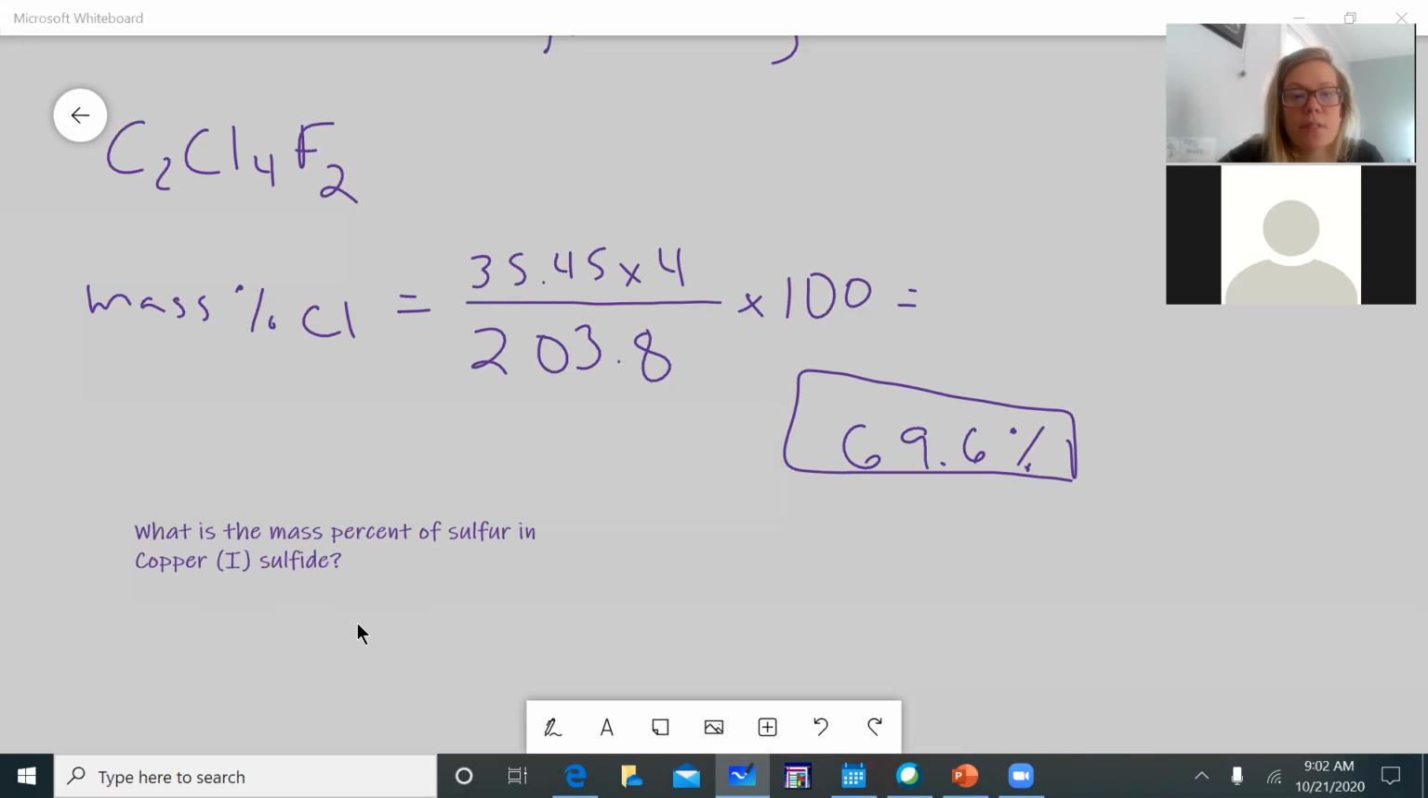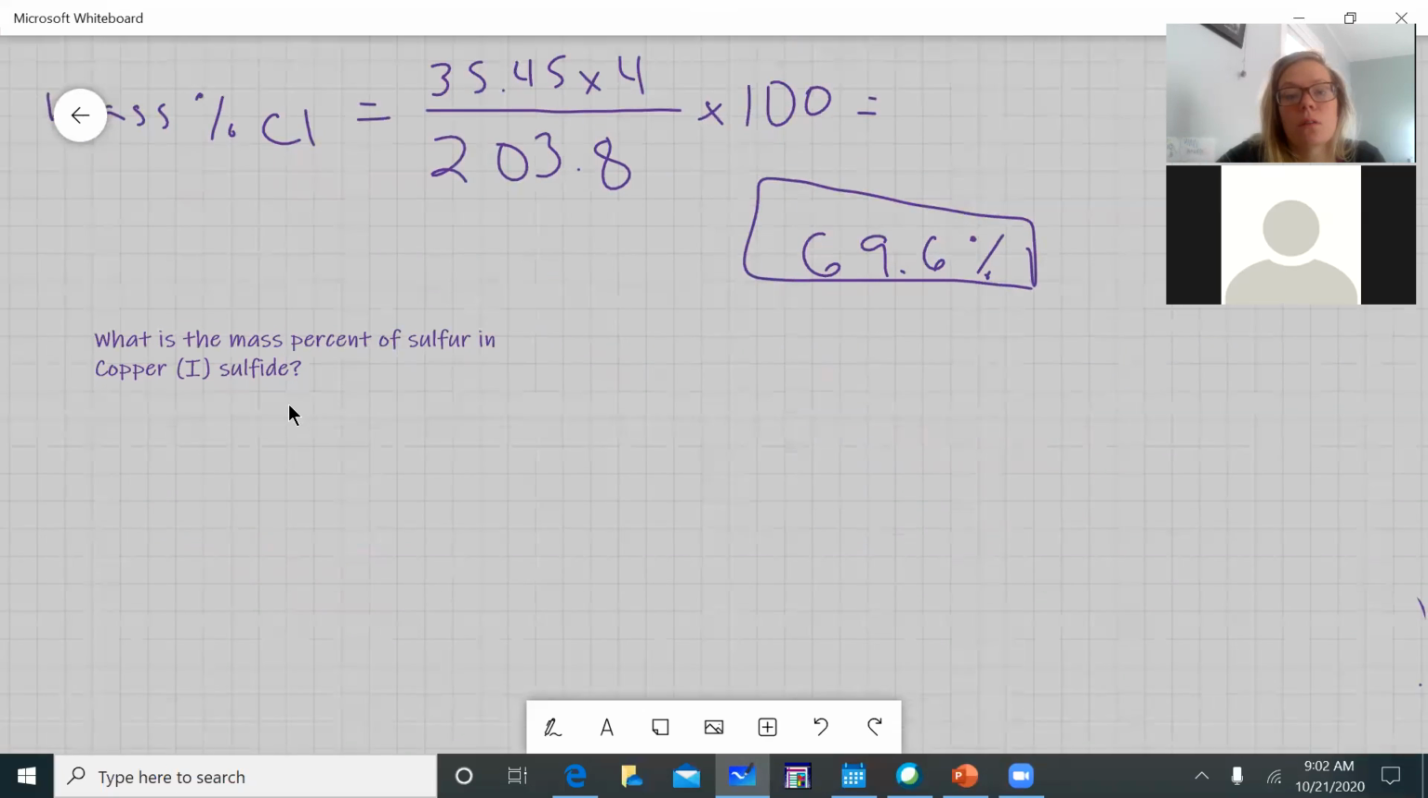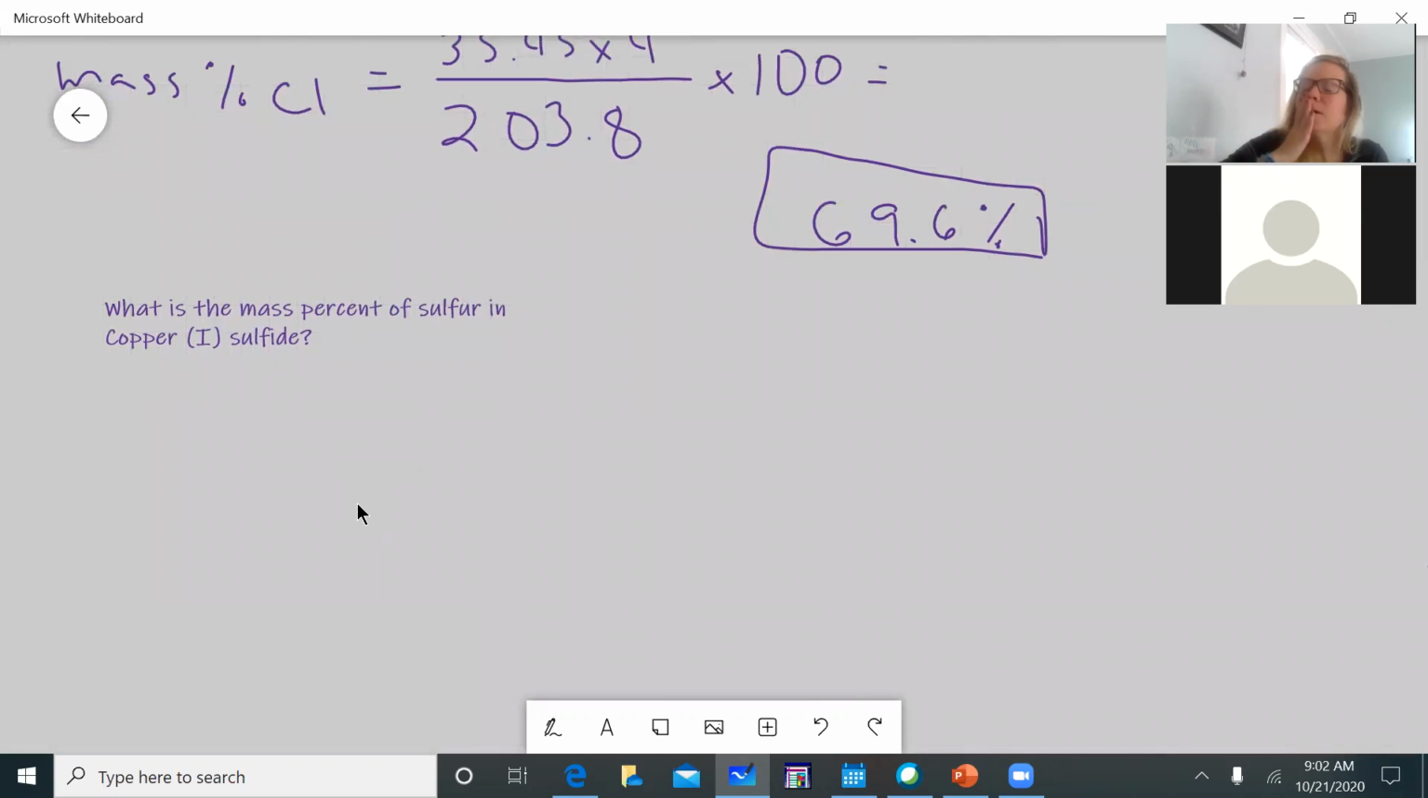So what is the mass percent of sulfur in copper(I) sulfide? If you're like, ooh, where's the formula, Candace? Well, you have to write the correct formula. So naming and nomenclature doesn't go away. It's going to be with us for the rest of the semester. Not as heavily as the last chapter, but it's still going to be there.